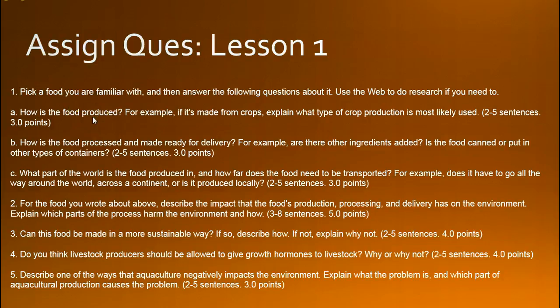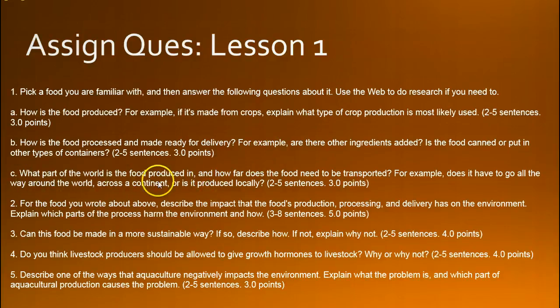So maybe you chose corn. Being from Nebraska, I'm going to say corn. Explain what type of crop production is most likely used. How is the food processed and made for delivery? For example, are there other ingredients added? Is the food canned or put into other types of containers? With corn, it can come as several different products: canned corn, corn on the cob, cream corn, it can be turned into ethanol for gasoline, and so on.